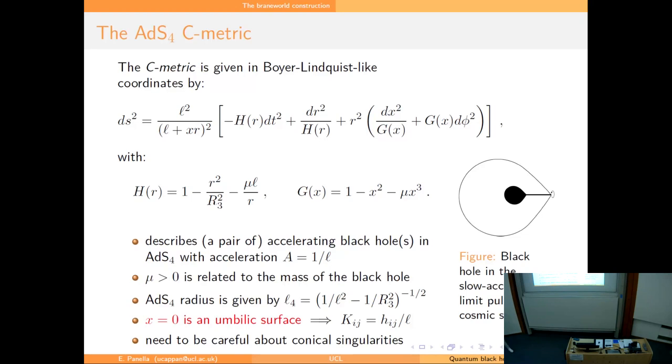And maybe another point is that when you're working with AdS C-metrics, you need to be careful about conical singularities, which correspond to zeros of this g of x function. Two of them are physical, and they correspond to conical singularities where the acceleration of these black holes in AdS, you can picture it as given by some cosmic string that hangs from the horizon and is pulling your black hole. Where the black hole is being pulled, you get a conical singularity, but there are also some singularities that you can just remove by an appropriate identification of the angular coordinate, and those are not physical, so you need to be careful with that.